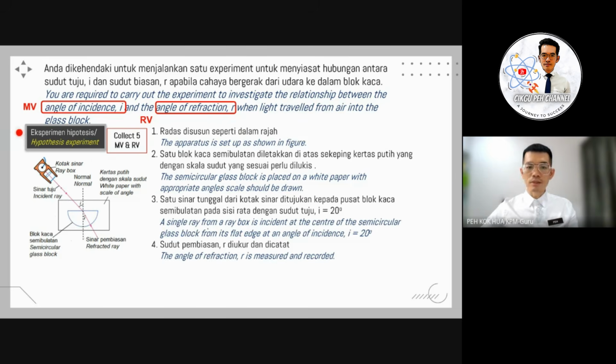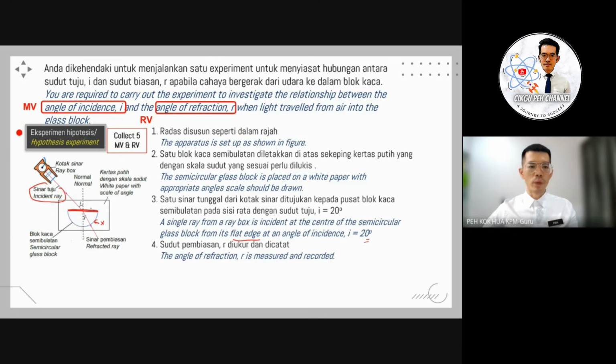Number 3, a single ray from a ray box is incident at the center of the semicircular glass block from its flat edge, at an angle of incidence I equal to 20. So your incident ray must be directed to the flat edge of the semicircular glass block, not the curve. The angle of refraction R is measured and recorded. That means when your incident ray passes through the glass block, you have to measure your R.